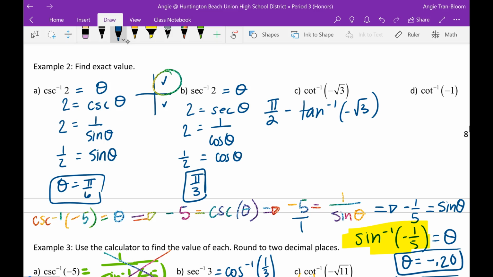Let's first narrow down to the quadrants. What 2 quadrants can tangent inverse be in? 1 and 4, okay? Now remember, this is tangent inverse, so 1 and 4. Because it's negative rad 3, the answer has to come from what? 4, okay? Tangent inverse of negative rad 3 is what? Negative is right. Negative what? Pi over, not 6, but pi over 3.